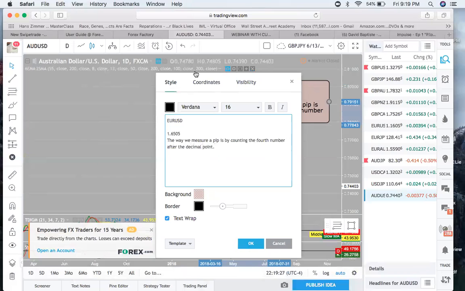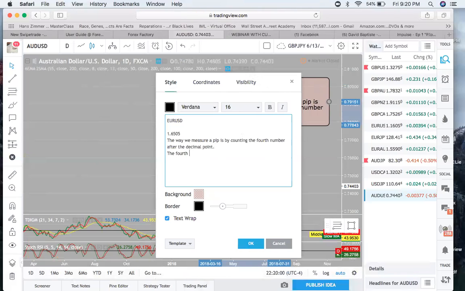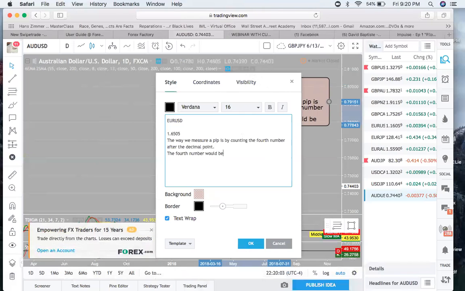So what is the fourth number after the decimal point? At the number that I typed in earlier today, this number right here, which one would you consider the fourth number? Anybody? All right. So the fourth number would be the number 5. The fourth number would be the number 5.